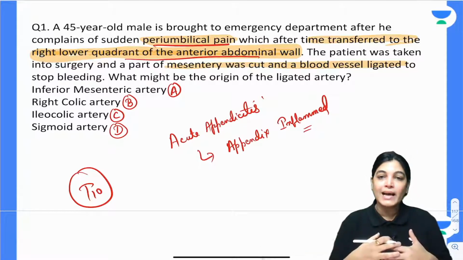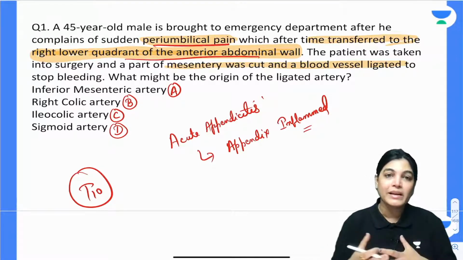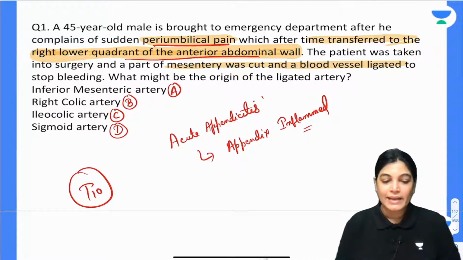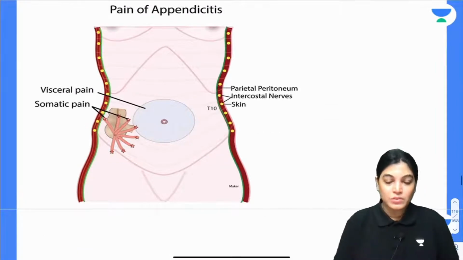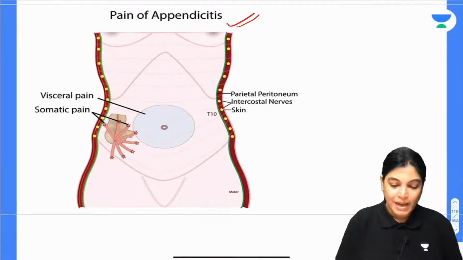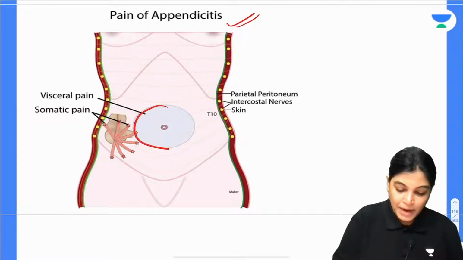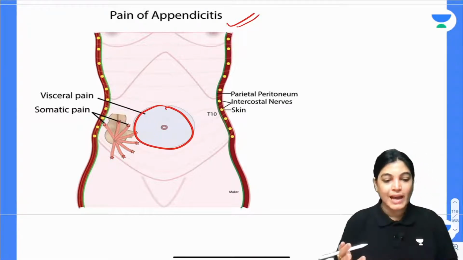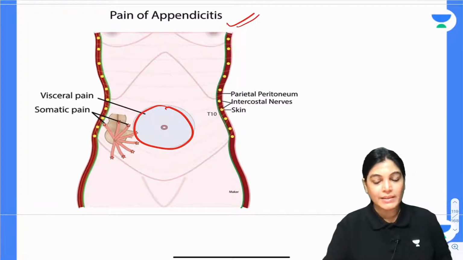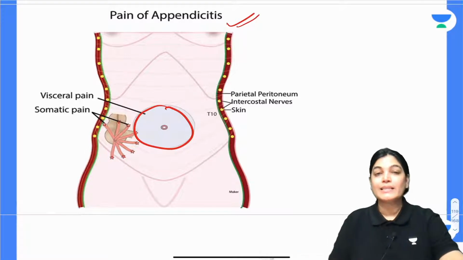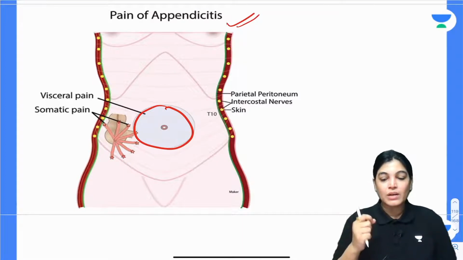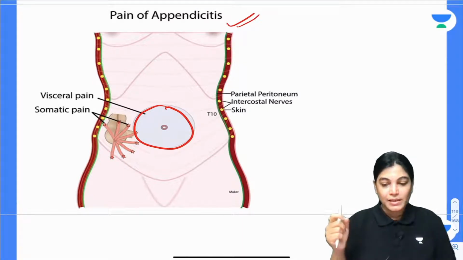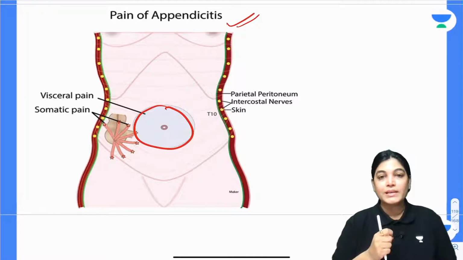Now my dear aspirants, when the pain is increasing, the pain is radiated to the right iliac fossa. So please write down these key points, then see here. I am showing you this diagram where you can see the pain of appendicitis, and from the umbilical region it is shooting towards the right lower quadrant of the anterior abdominal wall and the right iliac fossa. It is radiated, and the innervation is by the same segment, that is T10. This is due to involvement of the parietal peritoneum.